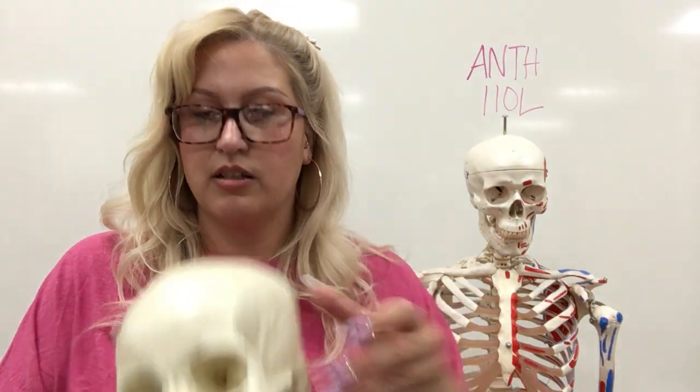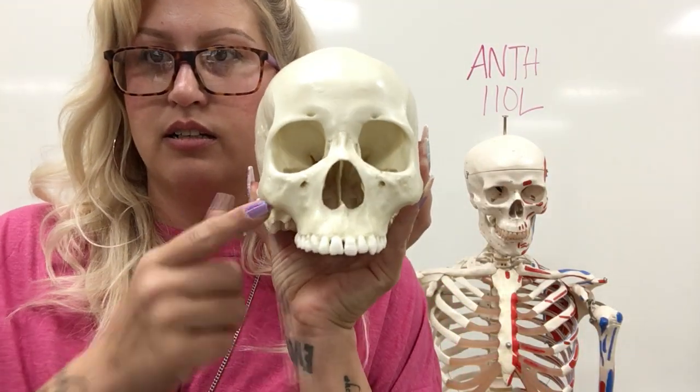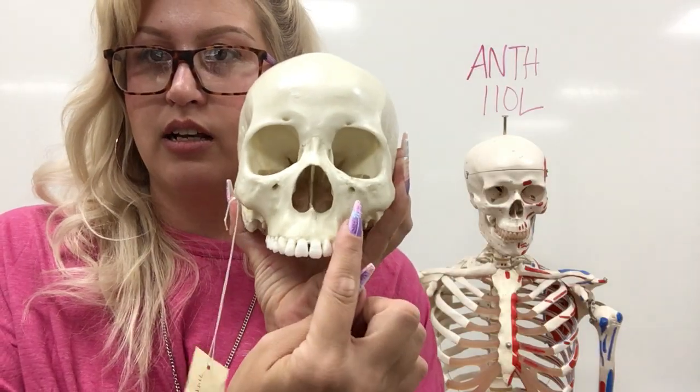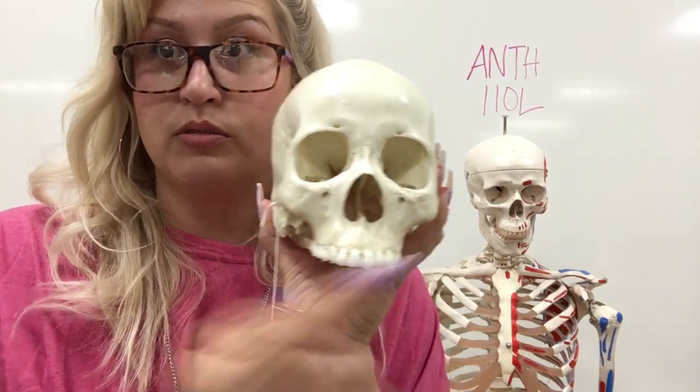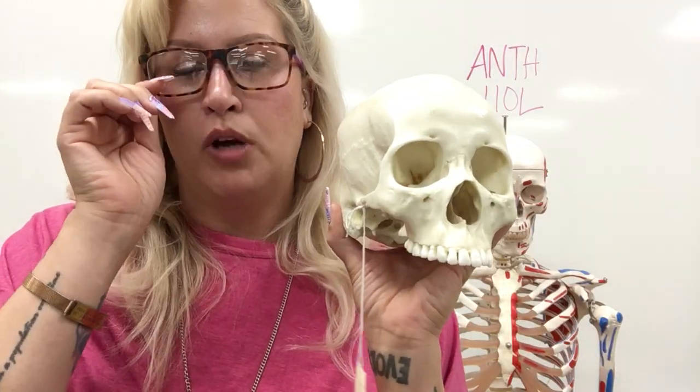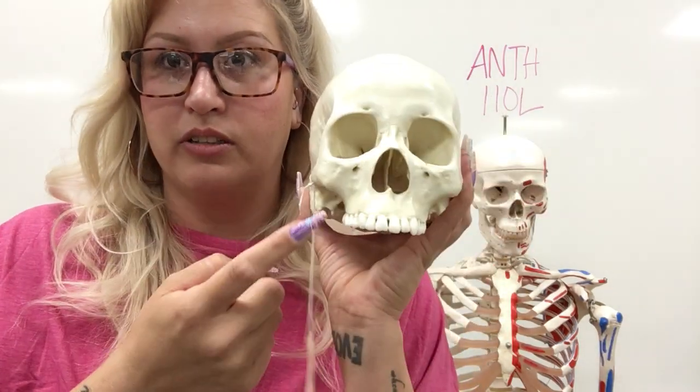Moving on to the next bone, the maxilla. This is the bone that makes up a big portion of the front part of your face. On either side of the nasal bone, like right here and right here, you probably have been sick and had pain in your maxillary sinus. That's your maxilla, one on the left and one on the right.